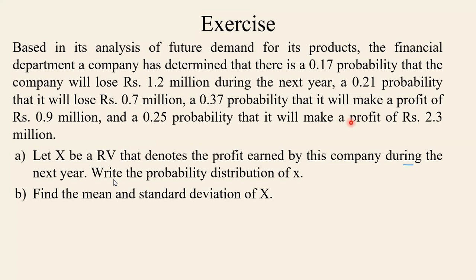Then the next two things are right. There is a 0.37 probability that it will make a profit of 0.9 million, and a probability of 0.25 with a profit of 2.3. Only you have to add negative values on this minus 1.2 and minus 0.7. Other things are okay, right?